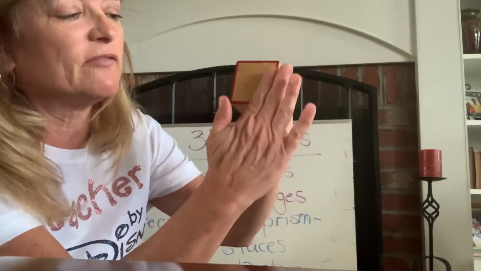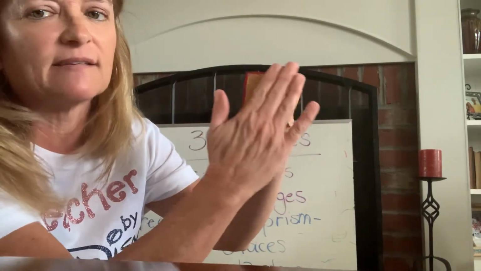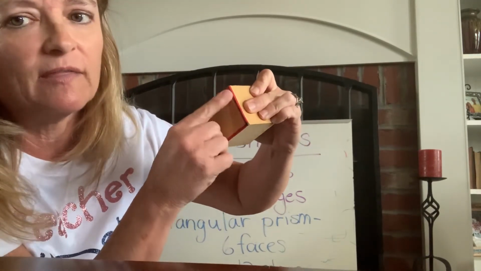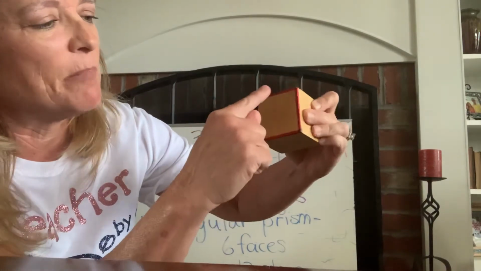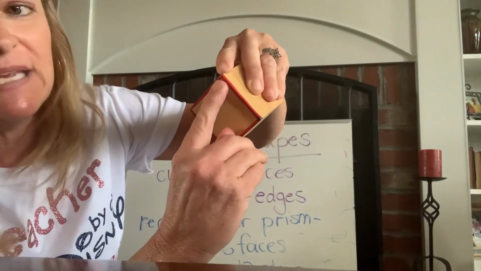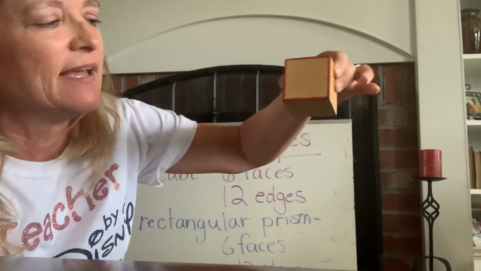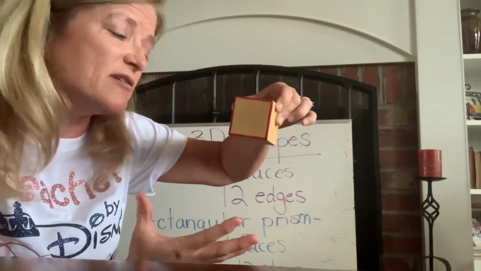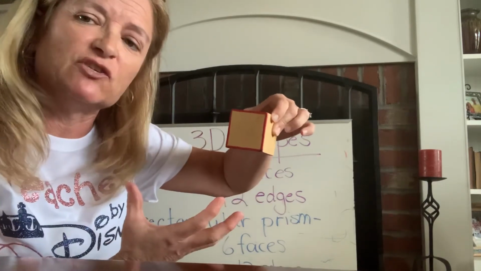So now let's review. This is called the face, the flat surface. What is this line called? This is your edge, and the point where the edges meet is called the vertex. And 3D shapes have volume, they take up space, they are not flat. They're 3-dimensional.